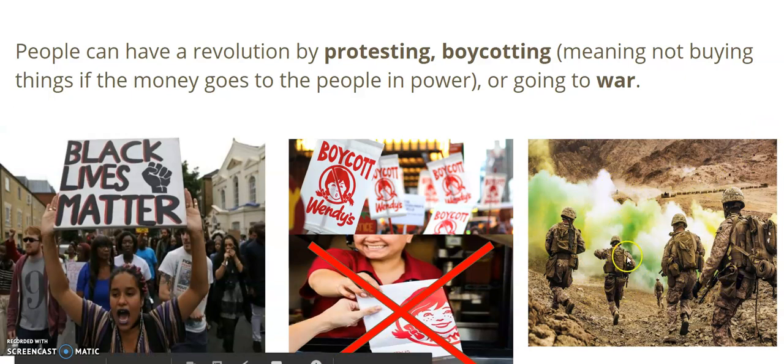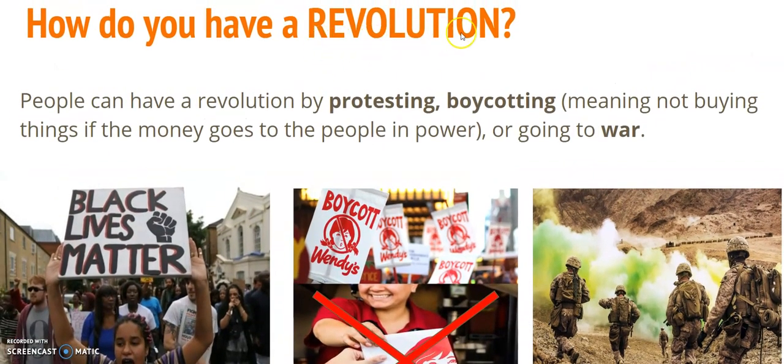Or you might go to war. All of you are familiar with war. War is fighting with other countries or other groups of people using a military. You can either create your own military, which is called a militia, where it's normal people that decide to fight, or it might be the military of an entire country. Now, if you're having a revolution, you are probably not going to use the military of your government because they are going to be against you. However, you will probably use a militia to go to war.